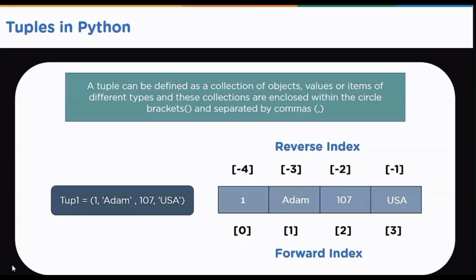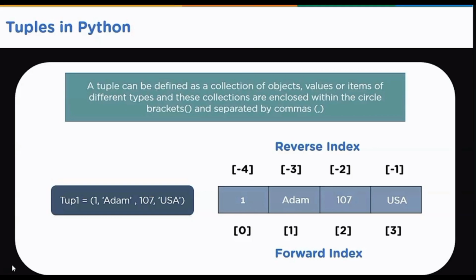A tuple can be defined as a collection of objects, values or items of different types, and these collections are enclosed within round brackets and separated by commas. Let's understand this with the help of an example. We will create a tuple and name it tup1 and insert the elements in round brackets and separate them with the help of commas. So tup1 equal to round brackets, the first element is 1, comma, the second element is Adam, the third element is 107 and the fourth element is USA.